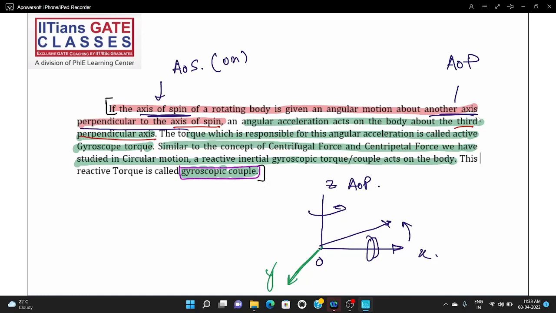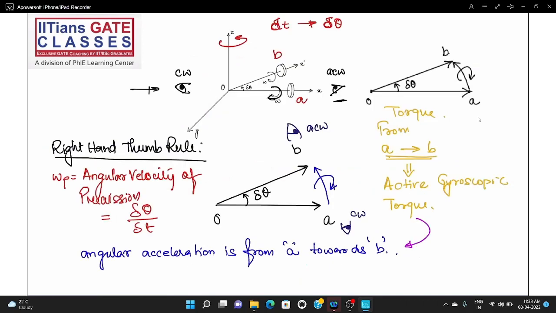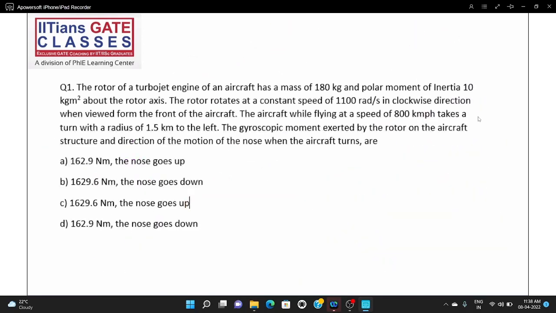I think now you will better understand this. Okay. So let us do a problem. Very simple here. There are two things that you need to do here. First, you have to find out the value of the gyroscopic couple, that is I omega omega p.